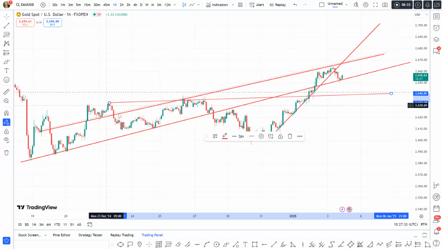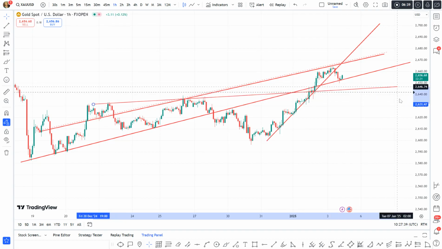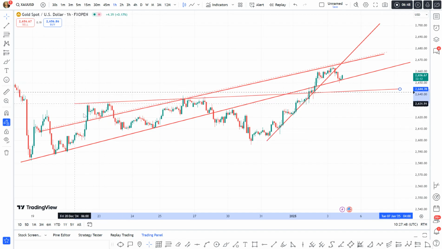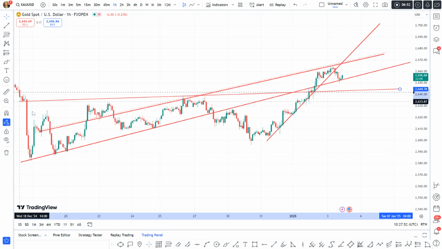So sometimes you don't have to look back too much. If you look back too much, it can be really misleading. That's because of experience. So let's work with the current price action. Let's deal with the current price action.